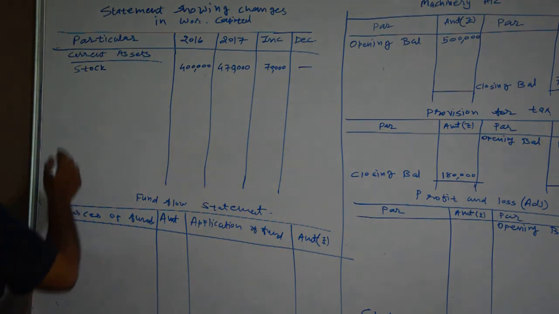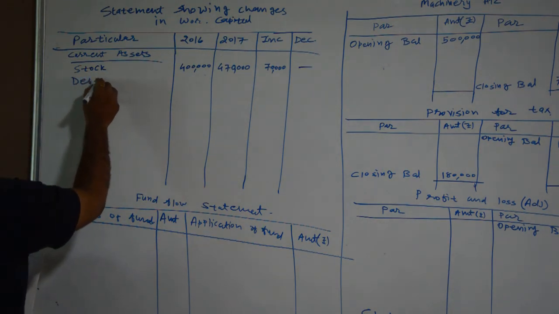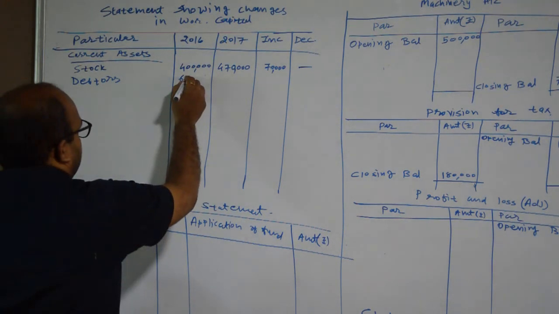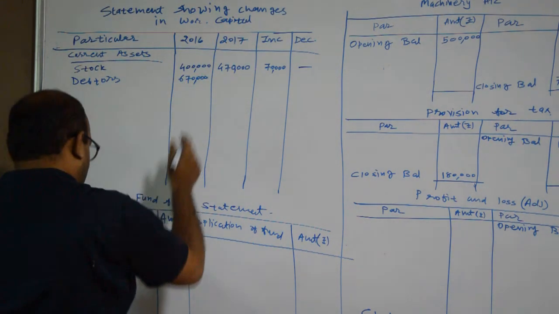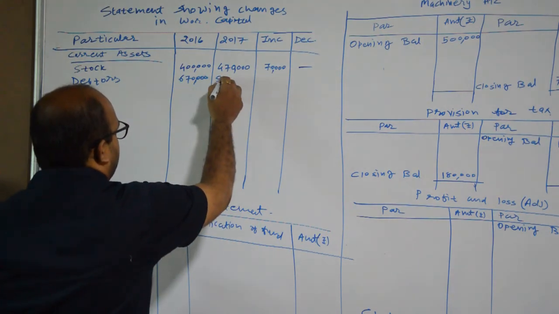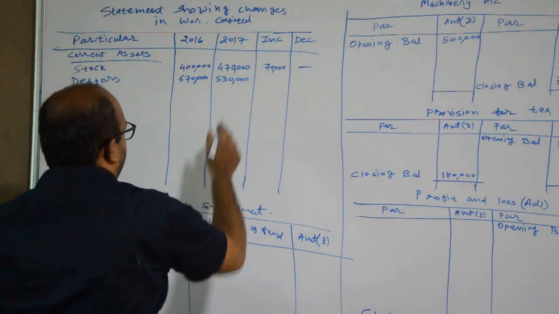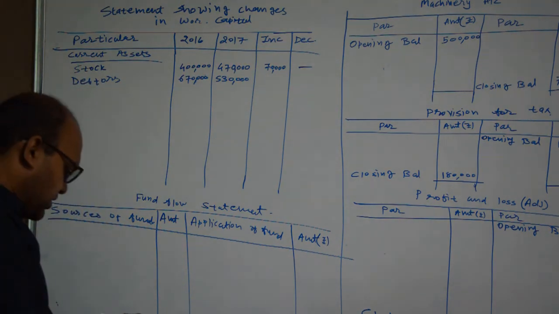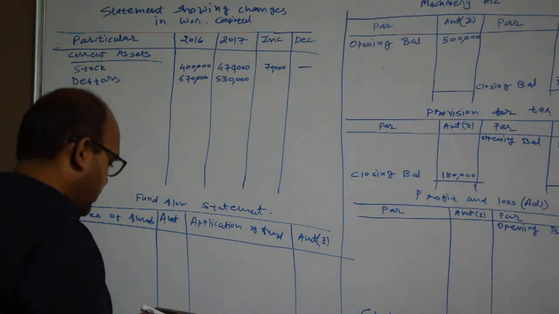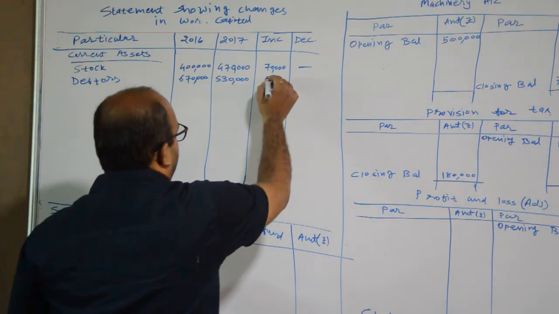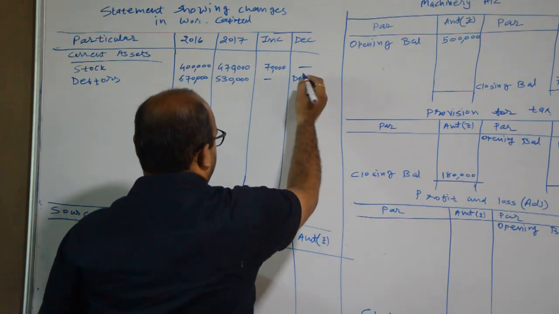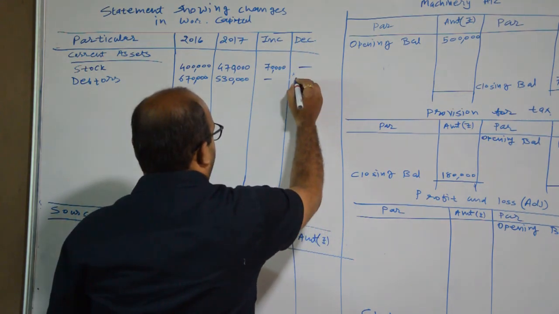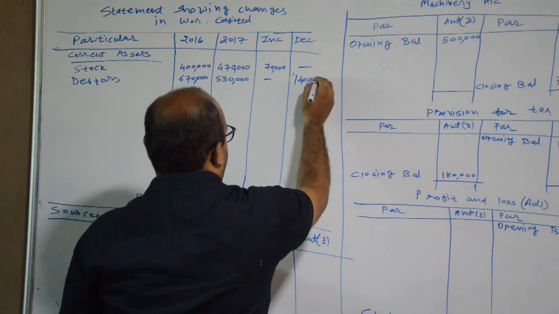Then after, debtors, 6,70,000 and 5,30,000. There is a decrease. How much amount? 6,70,000 minus 5,30,000 means 1,40,000. There is a decrease of 1,40,000.